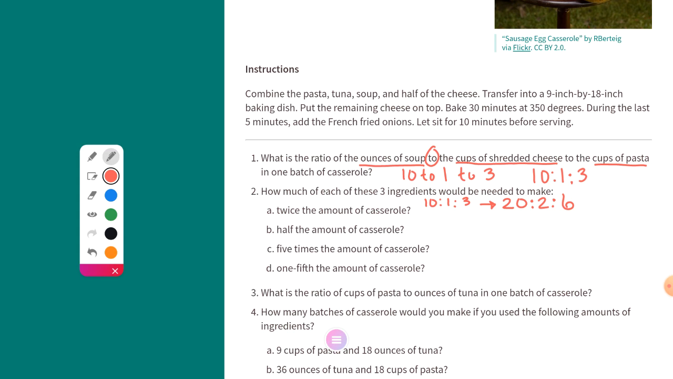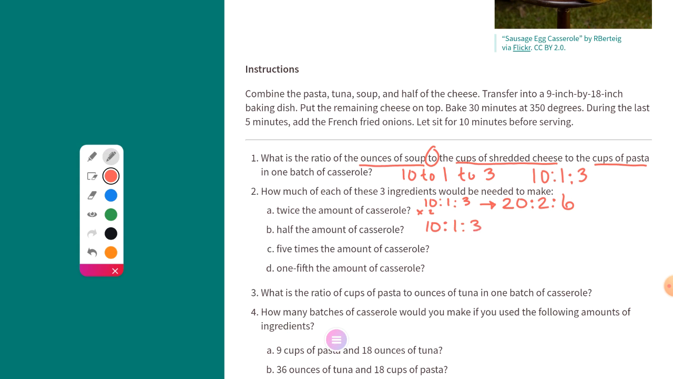For part B, do you guys have more space than I do? A little. Sorry, that was 2A. For part B, I'm going to show a little bit more work because here we multiplied them all by 2.